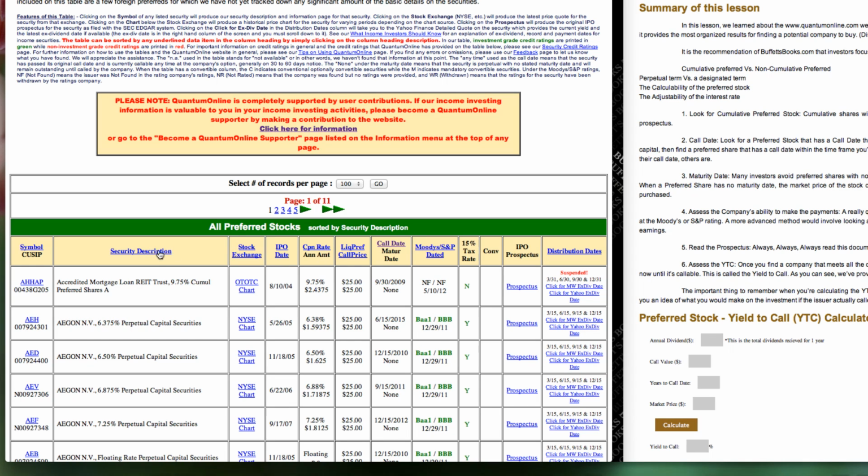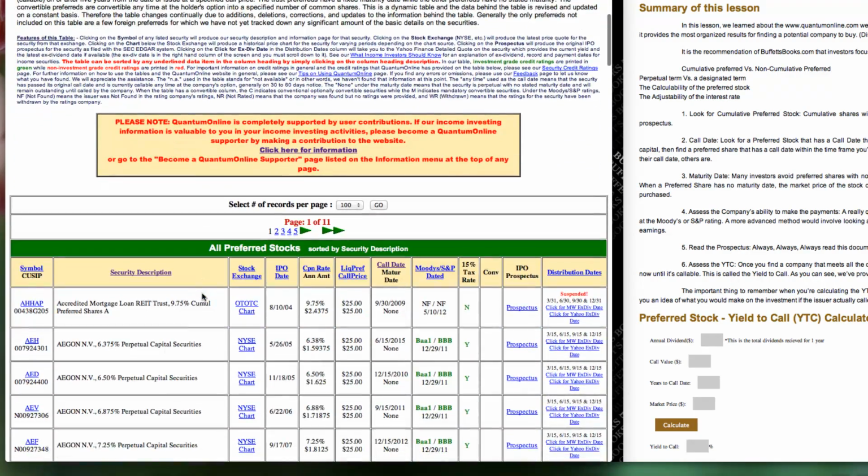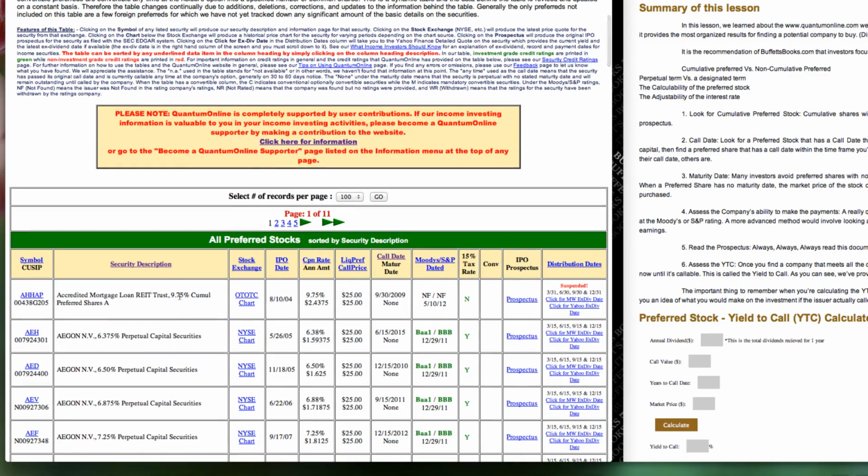So one of the nice things about this website is at the top, if you wanted to filter all of these preferred stocks based off of the description, you can go ahead and click Security Description up here at the top. And then what it's going to do is it's going to put the most appetizing ones at the top and the least desirable at the bottom based off of that description. So you're probably going to see something that's a high yield and something that's a cumulative preferred share at the top, like this one that we see here.